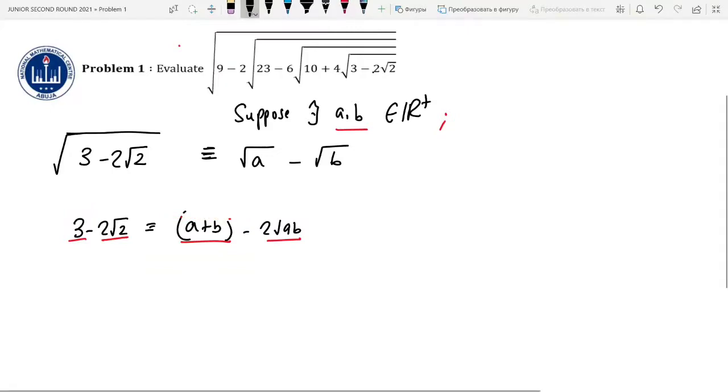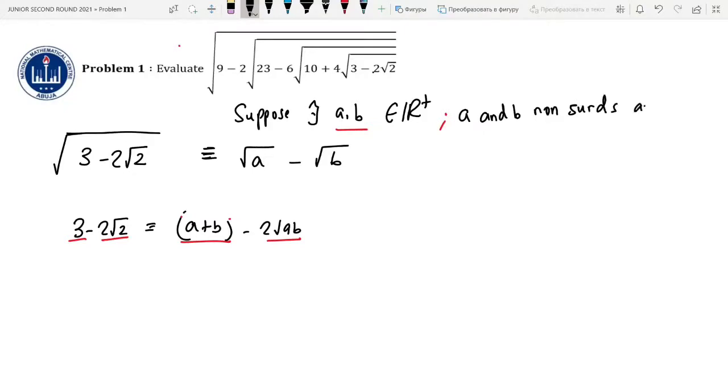A and B are not surds. I don't know what they call such numbers. A and B, non-surds. And also there are some values of A and B that are non-surds, but there are some values that A and B can take.